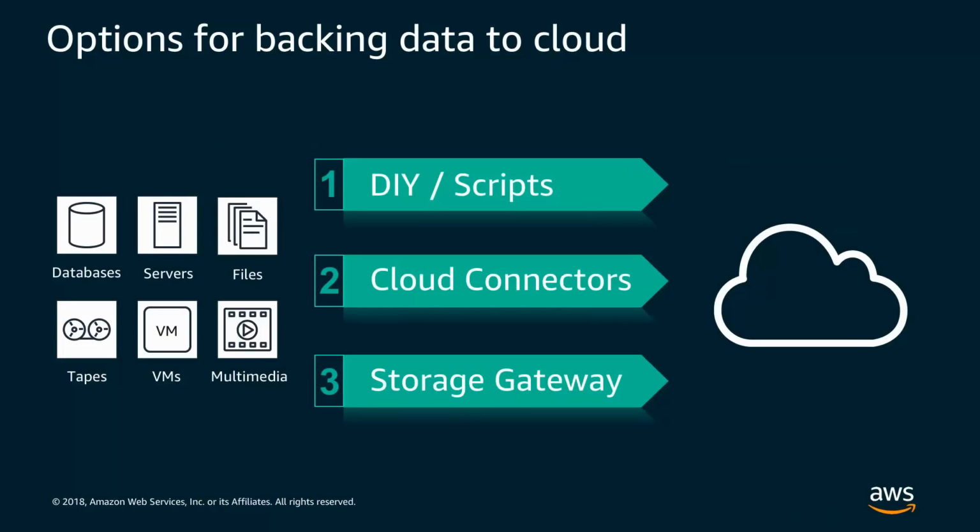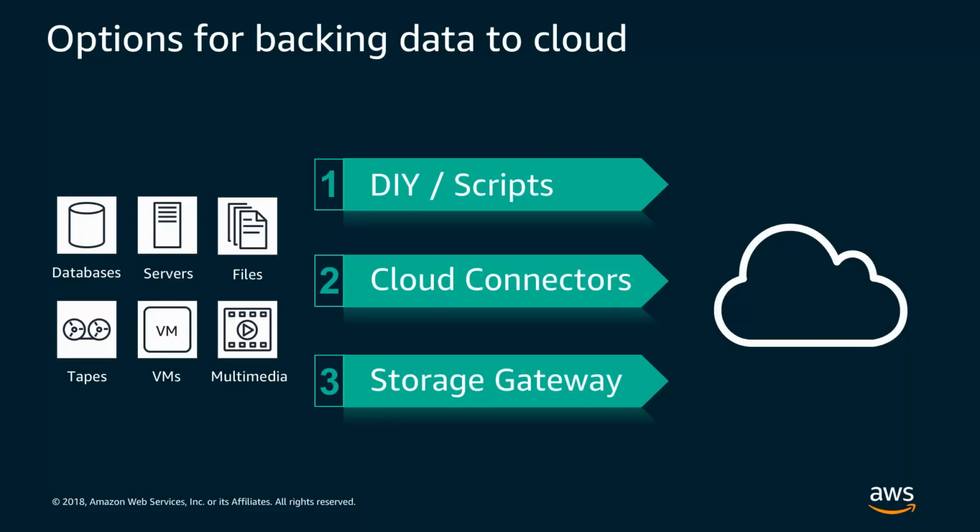Now that we have looked into the legacy way of doing backups and also looked at the cloud benefits, let's dig into what are the options available to you for backing on-premises data to cloud. So on the left-hand side here, you have your on-premises data sources needing to be backed up to the right-hand side AWS cloud. We like to think of you having three options to back up your on-premises data.